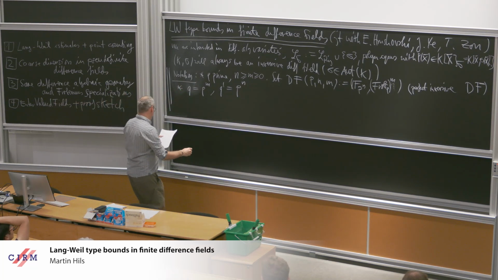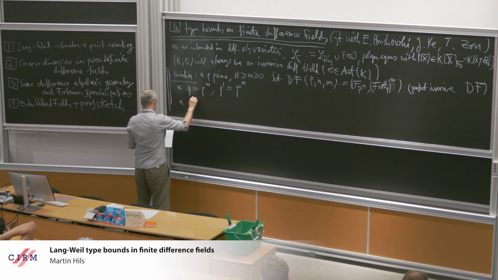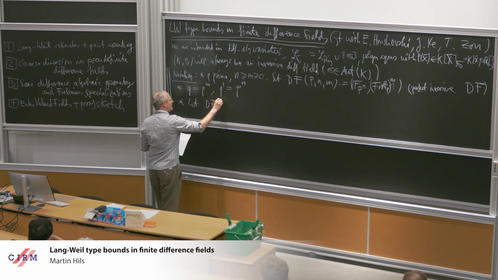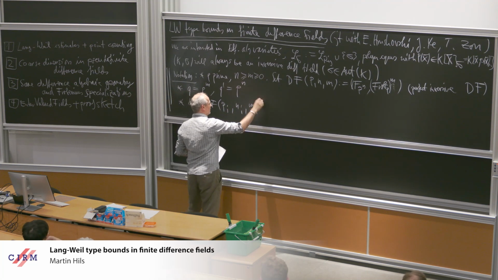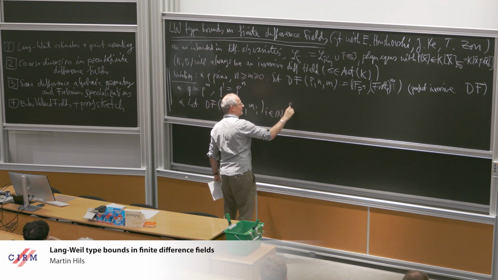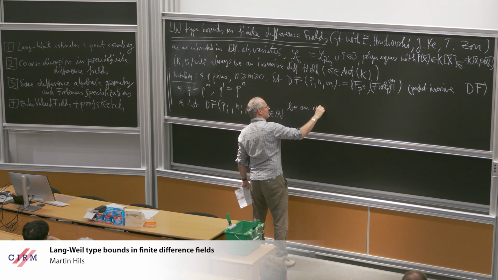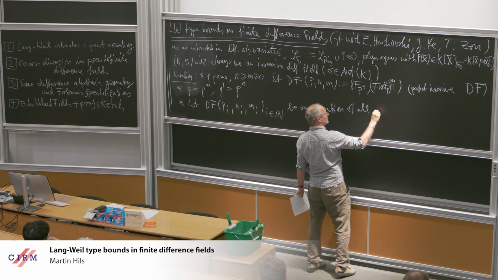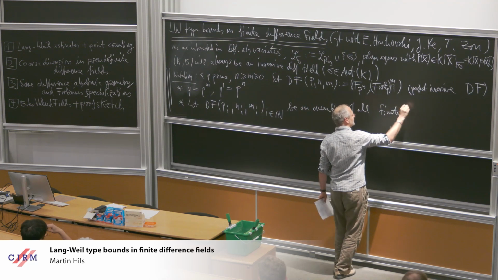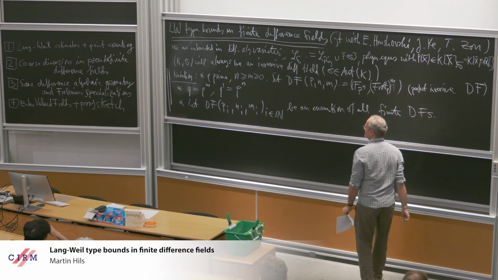Now let's enumerate them in some way. So here an enumeration of all finite difference fields. Okay.